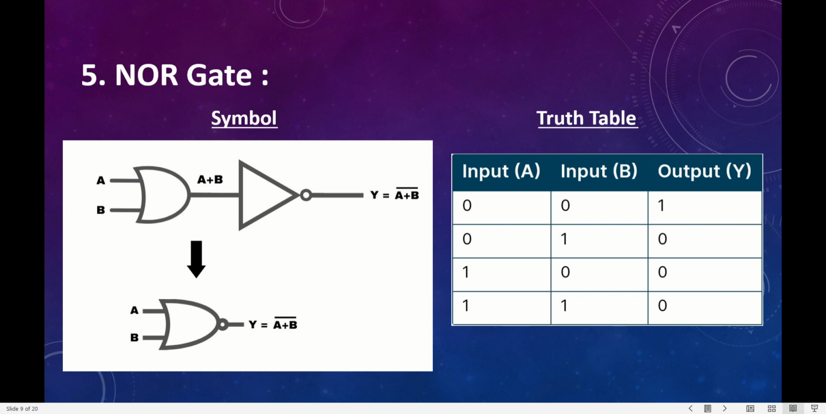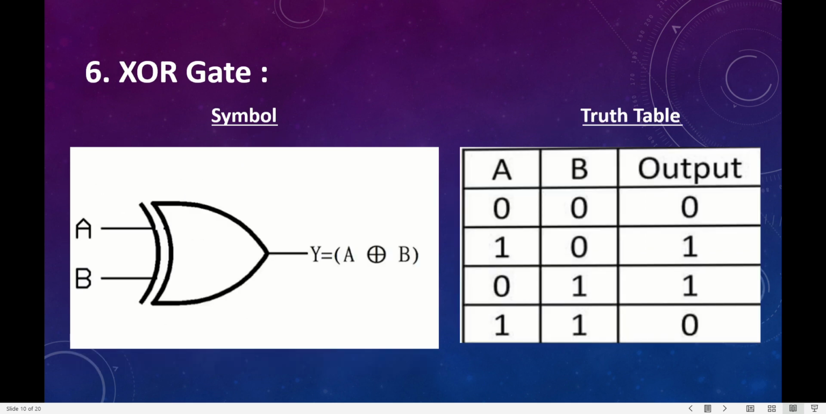I am repeating the truth table again. Input A is 0 and input B is 0, then the output is 1. Input A is 0 and input B is 1, the output is 0. Input A is 1 and input B is 0, the output is 0. Input A is 1 and input B is 1, the output is 0. This is the NOR gate.